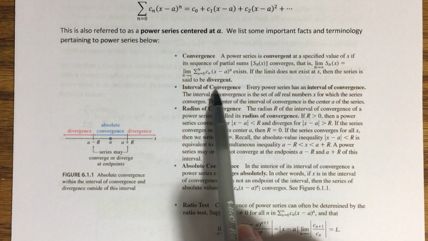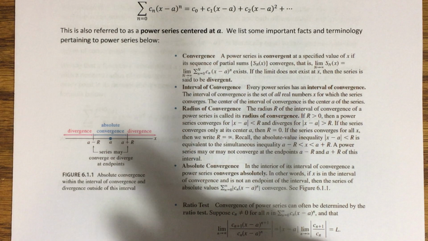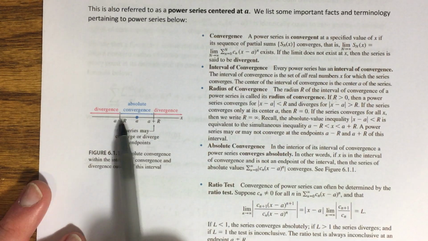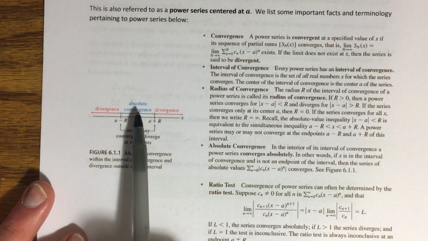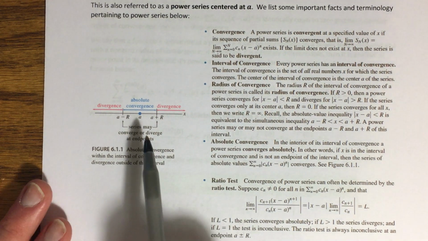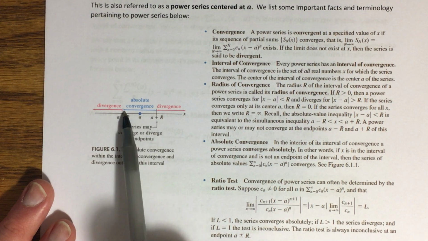Now, if the interval has finite length, so it's kind of like the second case that I just described, then it might look something like this. Here we're using the terms absolute convergence and divergence. We'll talk about those terms in a minute, but let's just think of this as convergence for a second.